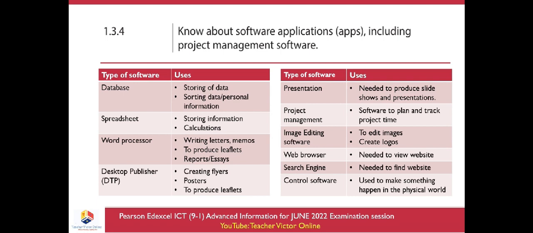Then we have search engines. How do we use search engines? Search engines are used to find websites. Control software. Control software can be used to make something happen in the physical world. And that is the end of that objective. You can add more types of software to give their uses.